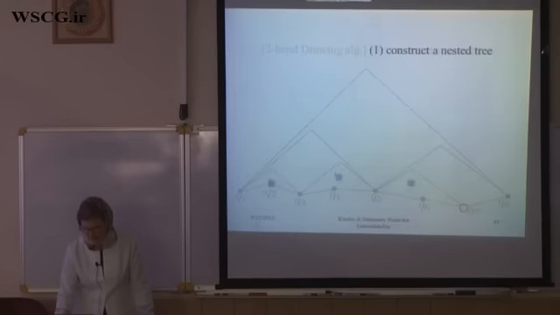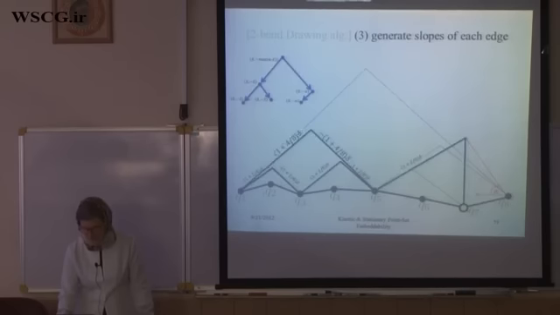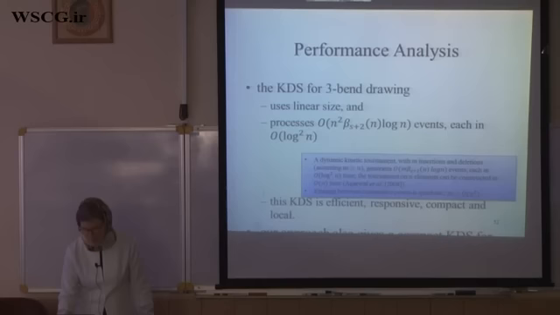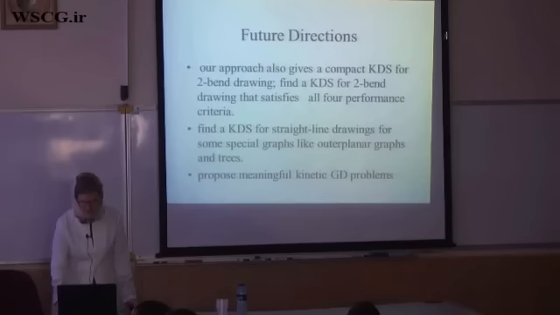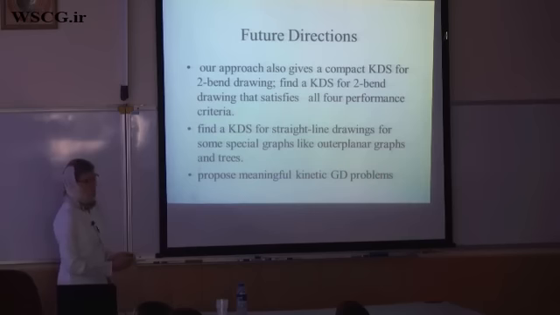And then, okay, I'm not going to go through these technical details. Let me just get to the end. Performance analysis, so we got a good performance analysis. We got an efficient, responsive, compact, local kinetic data structure for solving this problem. We can also do it for 2 bend drawings, but the kinetic data structure we got does not satisfy all the 4 performance criteria. So one problem would be to do this for 2 bend drawings, but find a way to satisfy the performance criteria.